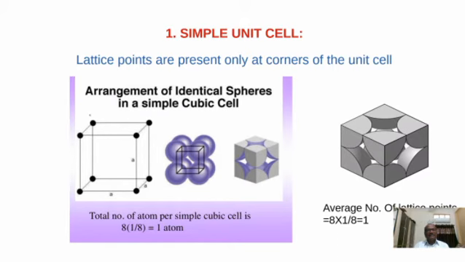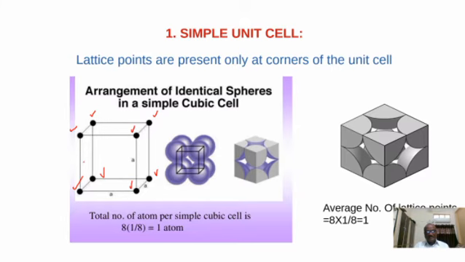Here you can see 8 corners. Each corner is occupied by lattice points. So this represents the primitive, or we say simple cubic or simple unit cell, primitive unit cell. 8 corners are there. 8 corners are occupied by the lattice points.